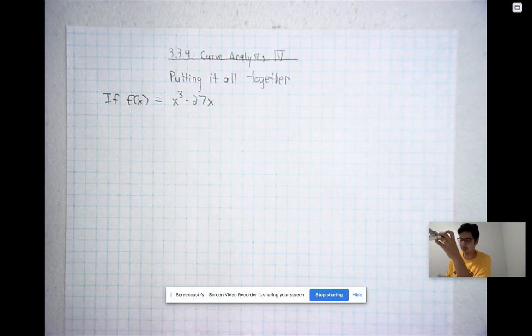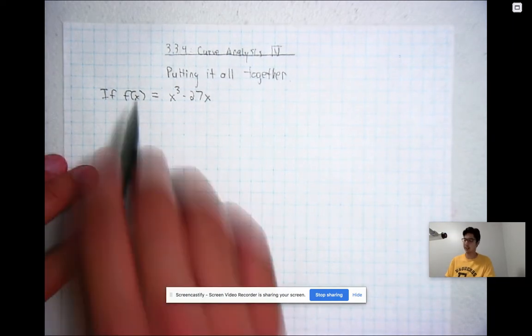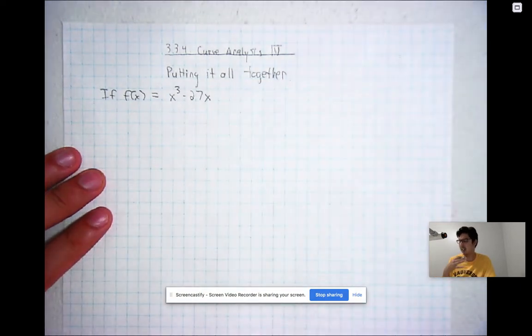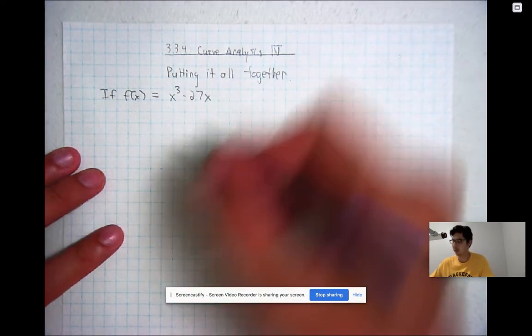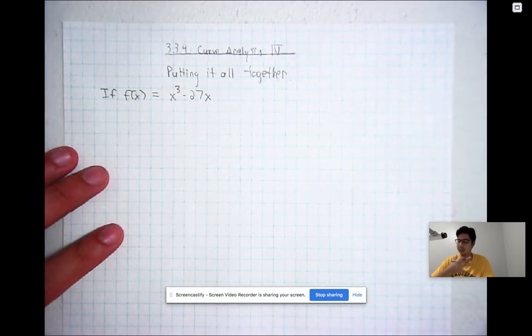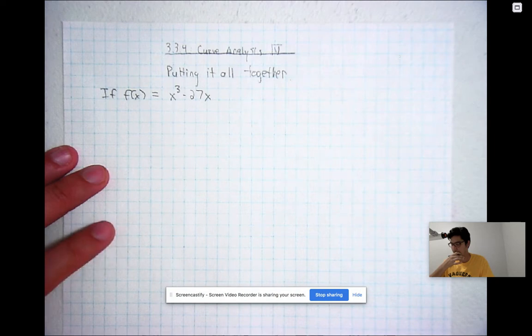I am Mr. Hein. We're looking at curve analysis, the final part, putting it all together. We're going to look at this function f(x) = x^3 - 27x and fully investigate it: find all its critical points, its local maximum, minimum, any points of inflection, and any concavity. All right, so let's see what happens.